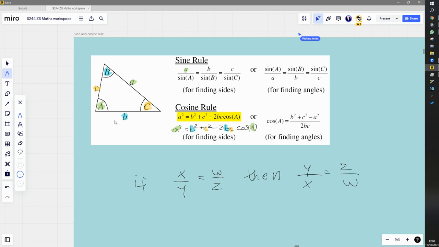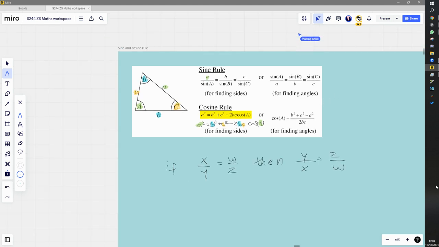Now, how do I know which one to use? If we look at it carefully, in fact, let's get a couple of examples: an example where we're going to use the sine rule, and an example where we're going to use the cosine rule, and we'll try to understand why we're going to use each one in each case.